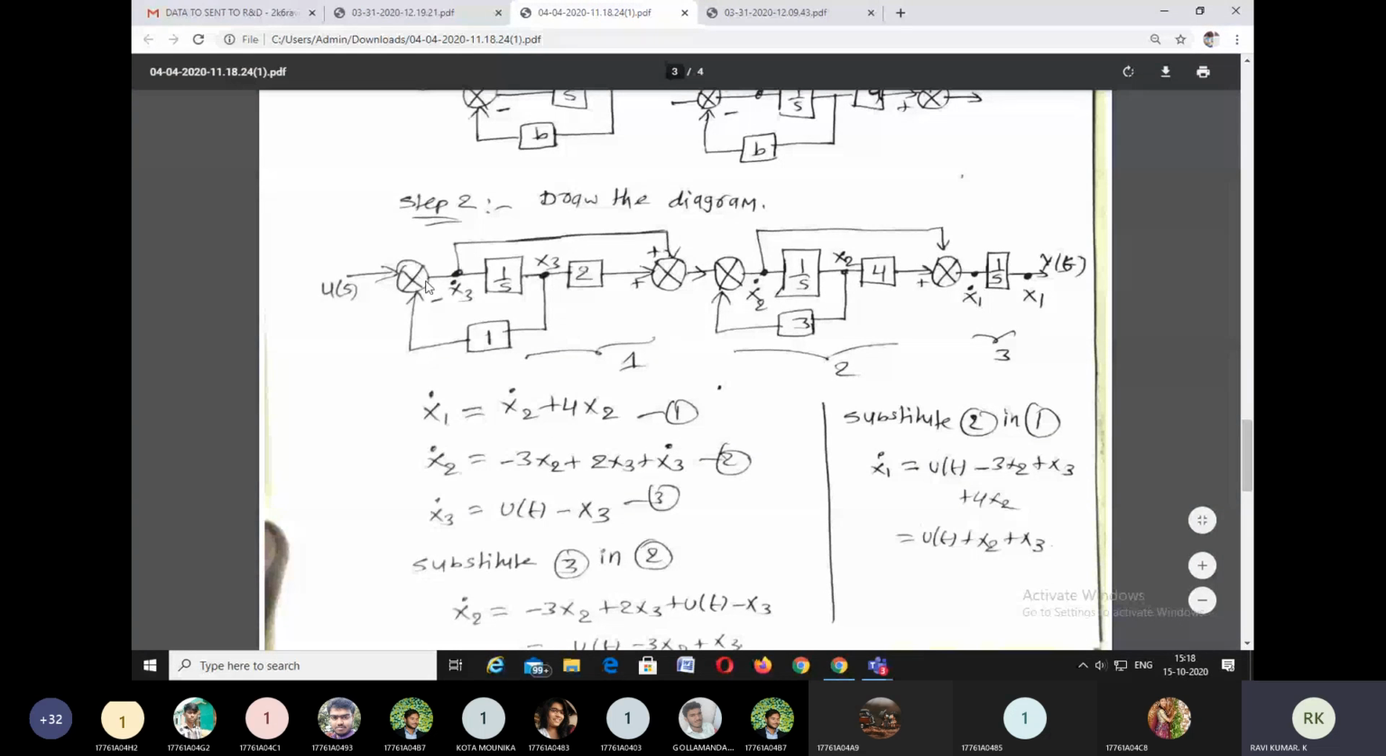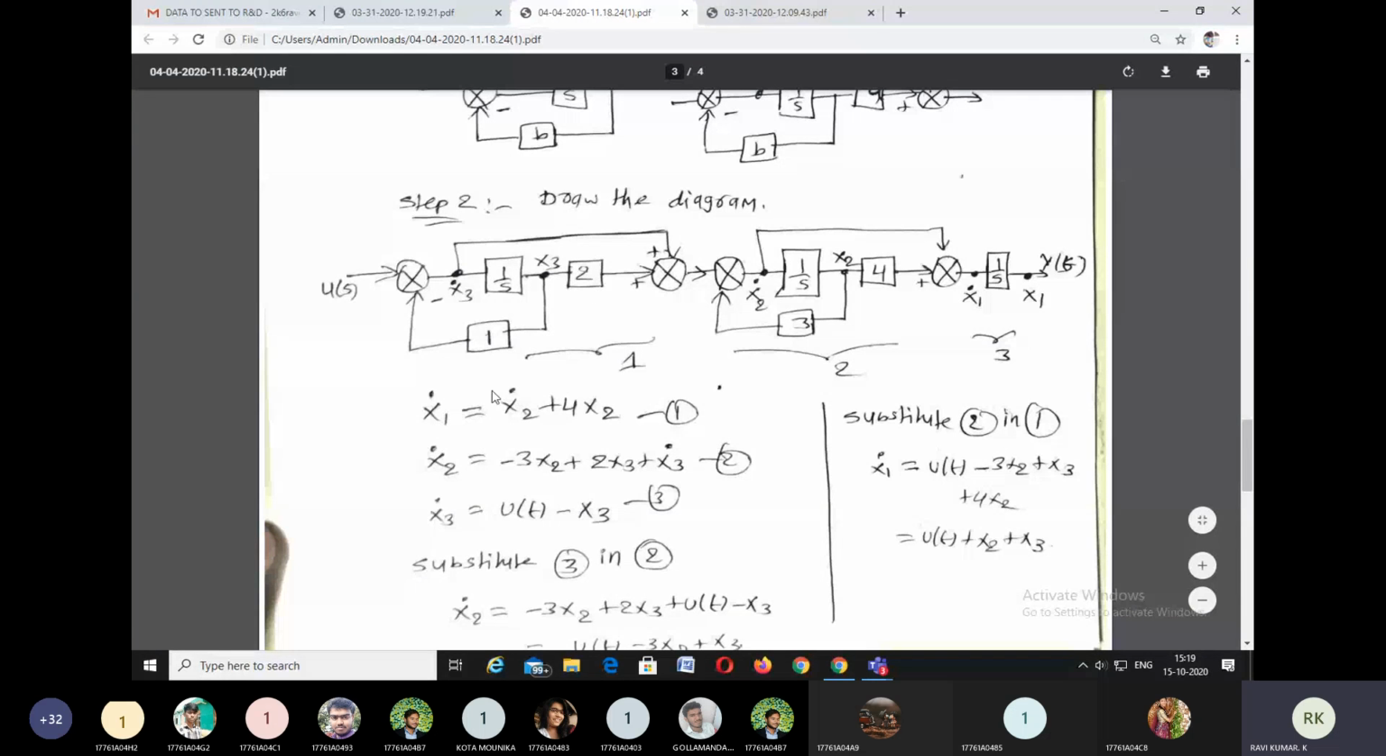That is u of s minus x3. So that is x2 dot is equal to this one, and x3 dot is equal to this one. So like this, from this diagram we are going to write the x1 dot, x2 dot, x3 dot. But the point is, the actual state space representation is x dot is equal to ax plus bu, only x terms, no derivative terms on the right side.